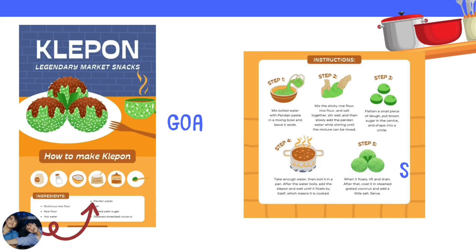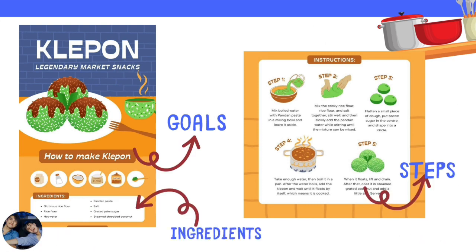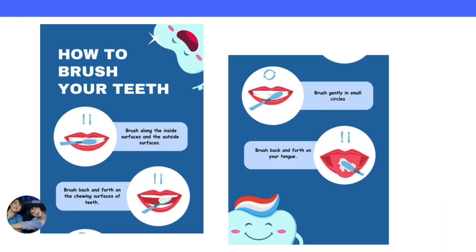Okay, next, this one is an example of how to make. There is the goal, and there are the ingredients, and there are the stages. So next, this one is the how to guide, how to brush our teeth. Even though the text doesn't provide the materials, we already understand that if we want to brush our teeth, surely we need a toothbrush and toothpaste.